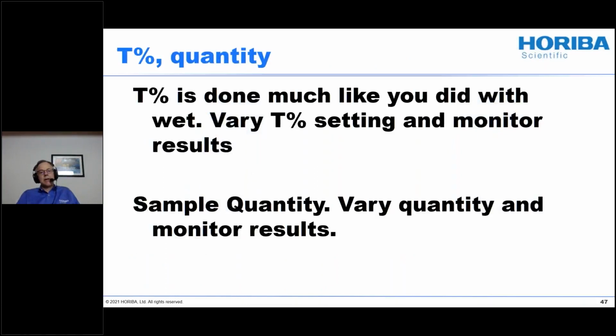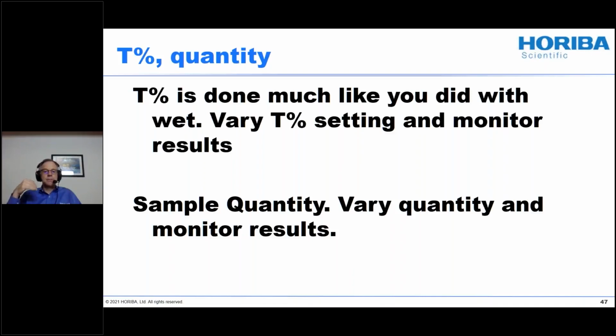Okay, T% is done very much like you did with the wet. Vary the T% and monitor results. With the dry system, you're really varying the target T%. And the system has a feedback control. The HORIBA LA960 has a feedback control to keep the T% close to your target, which helps a lot with repeatability. It actually makes a huge difference. So you want to vary that setting systematically and see how the results go.